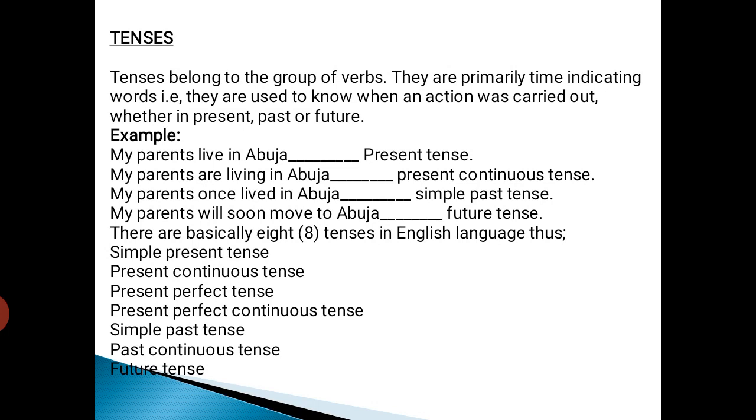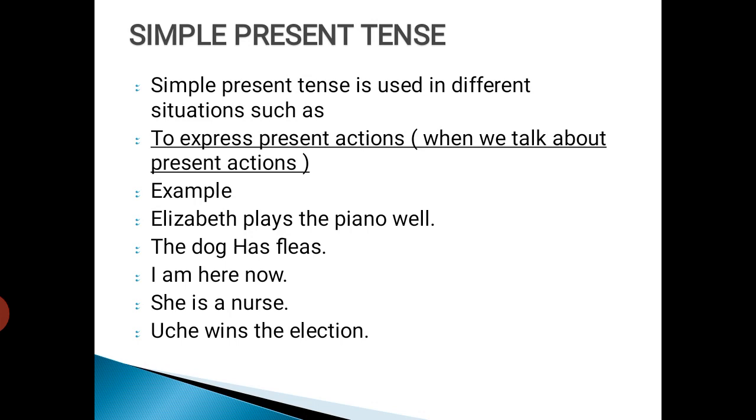There are basically 8 tenses in English language. Thus, we have simple present tense, present continuous tense, present perfect tense, present perfect continuous tense, simple past tense, past continuous tense, and future tense. Then we now go to simple present tense.